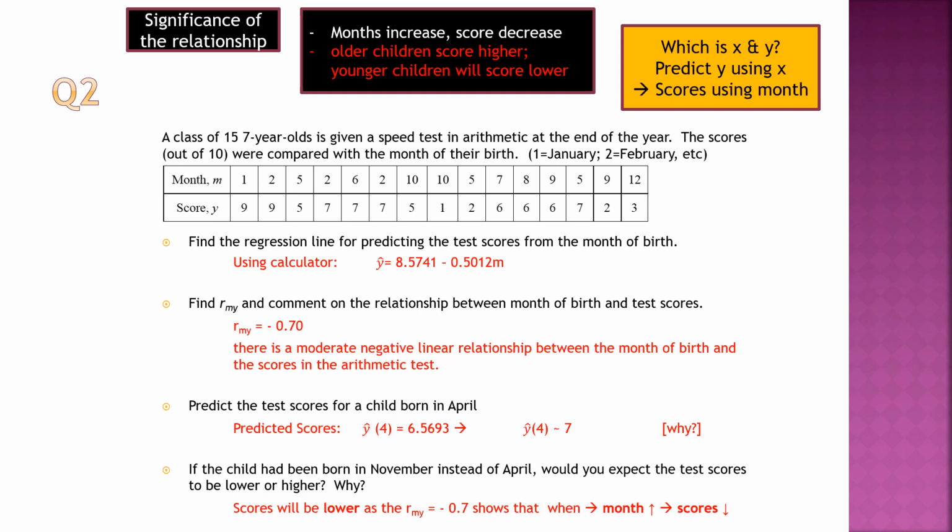6.5693, you will round it off approximately to 7. Why? Because if you look down there, the scores are all rounded off. There is no decimal, so you round off to 7. Okay? Now, if the child had been born in November instead of April, would you expect the test score to be lower or higher? This is following your relationship. Your relationship is negative, right? Months increase, score decrease. So if you go to November, that means as the months increase, the score should be lower. So score will be lower. As your R is negative 0.7, it shows that months increase, score decrease.